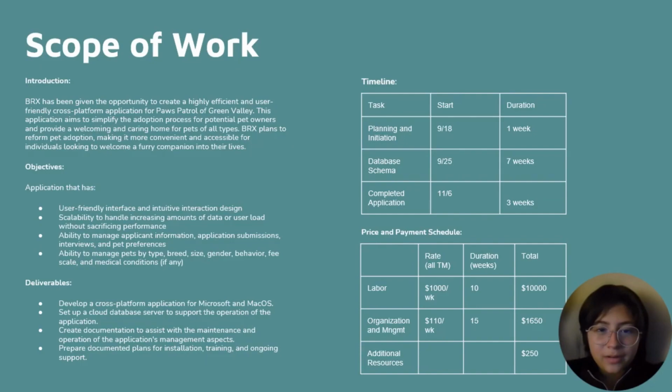So to finish going over our price and payment schedule, I was going over the labor cost, so in total it'd be $10,000, and then our organization and management would be a total of $110 per week, which has already started, so that's why I included the 15 weeks instead of 10. And in total that would be about $1,650. And for additional resources, this would be things like licensing, installation, training, stuff like that. I'd say probably about $250.